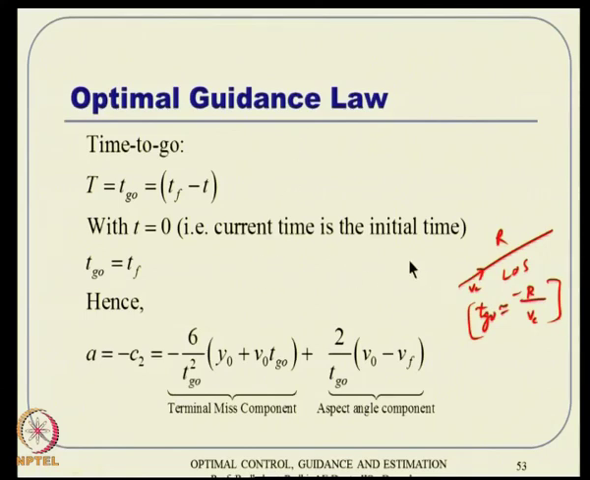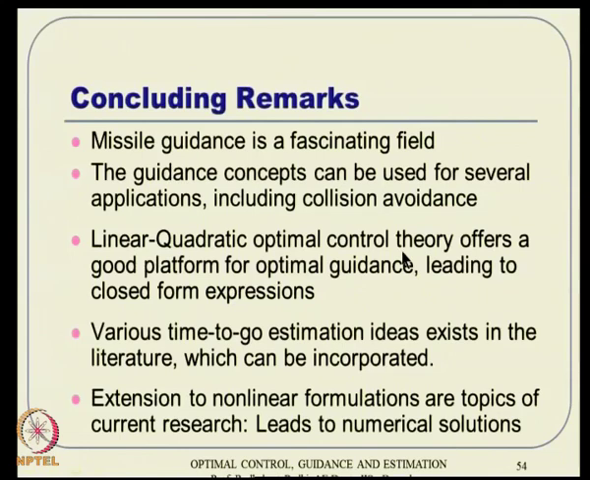So, some concluding remarks. In general, missile guidance turns out to be a very fascinating field in my view, and the guidance concepts can be used for several applications, which is even more exciting. It is not necessarily only missile guidance. I have shown you various applications in one of the slides, including exactly the opposite problem, which is collision avoidance. That we can also formulate and use in a good way. Then linear quadratic optimal control theory offers a very good platform for optimal guidance, leading to very good closed form expressions. And obviously, T go happens to be a concern, but various time-to-go estimation ideas exist in the literature which can be incorporated for better laws.